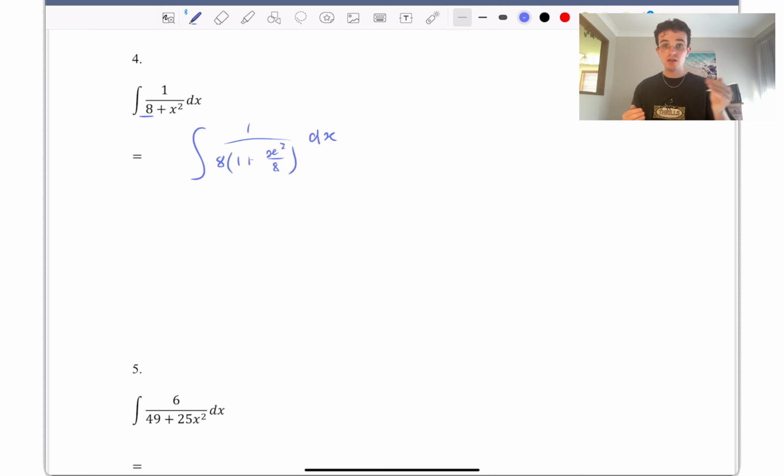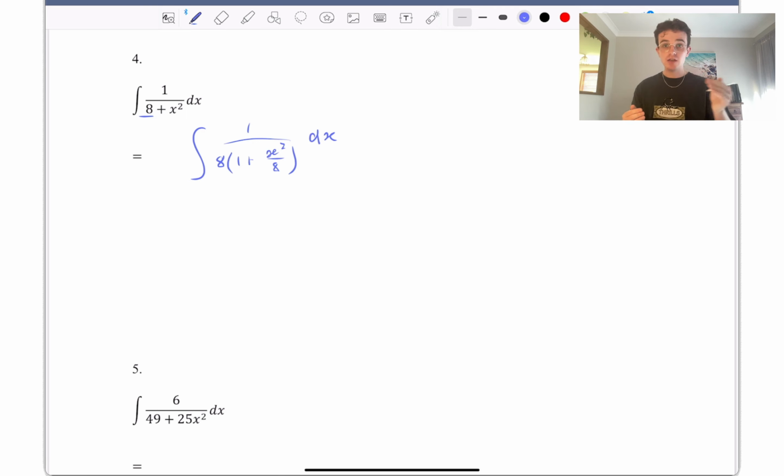Now if we take out 1 on 8, it's not just going to be 8 out the front of the integral, it's going to be 1 on 8 times the integral of 1 over 1 plus x squared on 8. Okay, now we're going to say f of x squared is equal to x squared on 8. F of x is equal to x on the square root of 8, which is 2 root 2. We might just leave it as the square root of 8, honestly, though. And then f dash of x is going to be 1 on root 8.